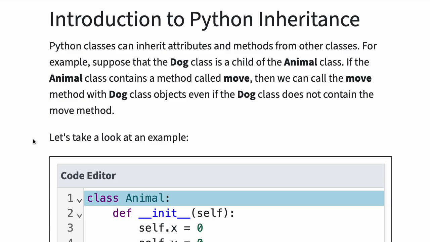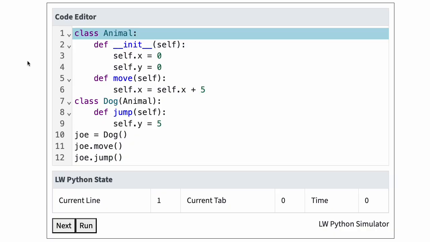Python classes can inherit attributes and methods from other classes. For example, suppose that the dog class is a child of the animal class. If the animal class contains a method called move, then we can call the move method with dog class objects even if the dog class does not contain the move method. Let's take a look at an example.